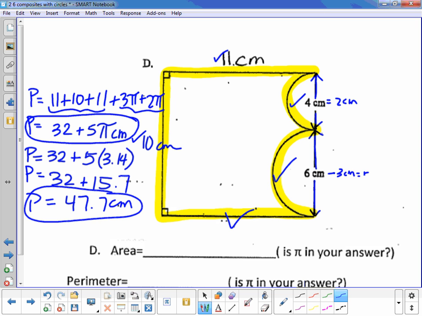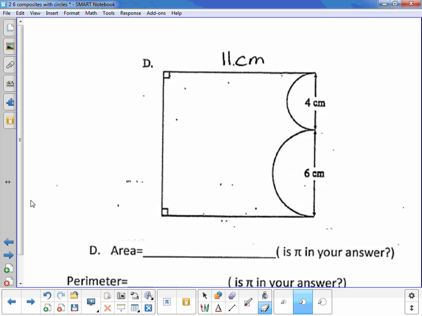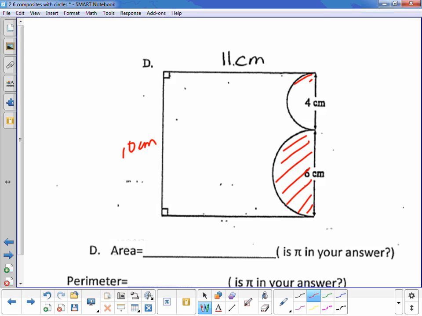All right, now let's talk area. I'm going to go ahead and erase everything. Area on this problem consists of a rectangle, because we said this side was 10 centimeters. So it's a rectangle, but these 2 semicircles have been removed. So area of a rectangle would be base times height. Area of each semicircle would be pi r squared divided by 2 here, and pi r squared divided by 2 here. I have to do them separately because they're not the same size semicircle.